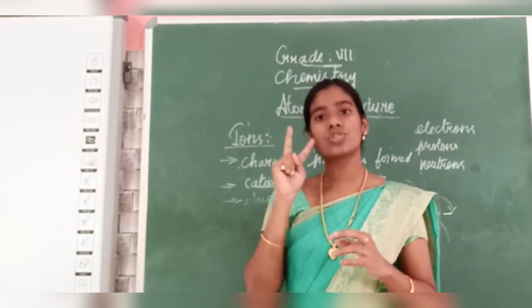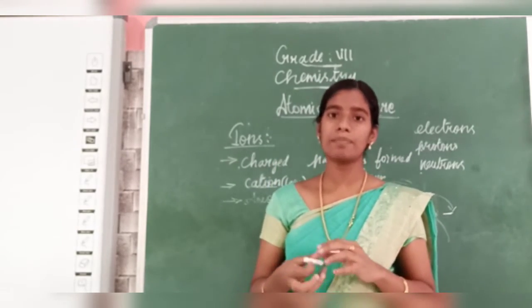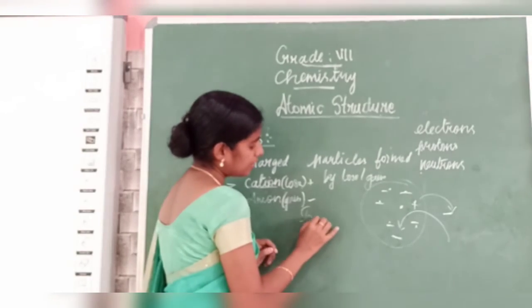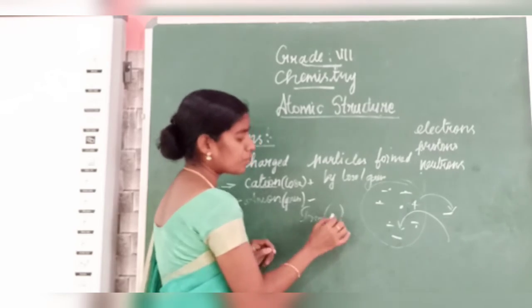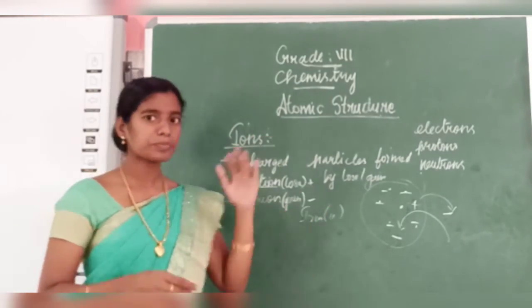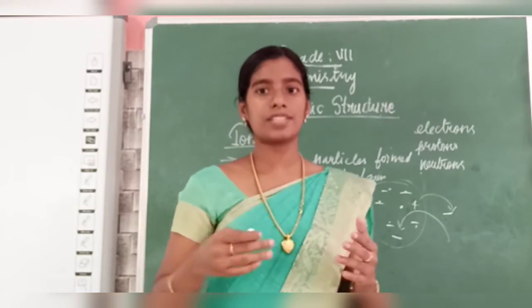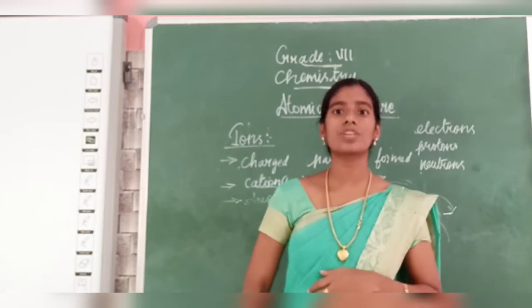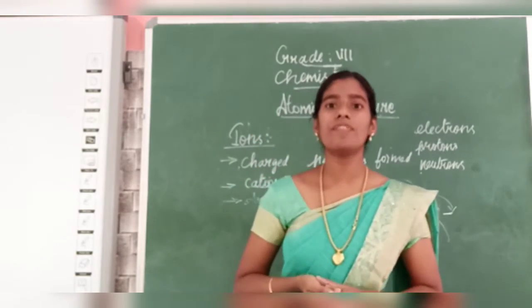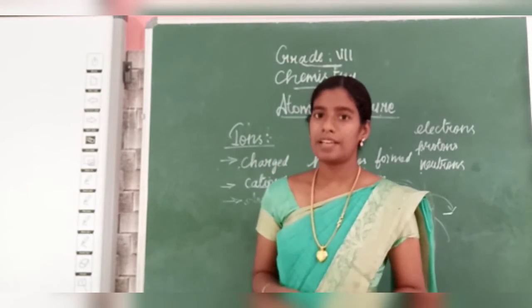When an element has 2 valencies, it is represented by a Roman numeral. For example, iron has 2 valencies. It will be represented like 2 in Roman numerals inside brackets. Then we have learned valencies of some elements. Hydrogen's valency is 1. Like this, we have learned the valencies of some elements.